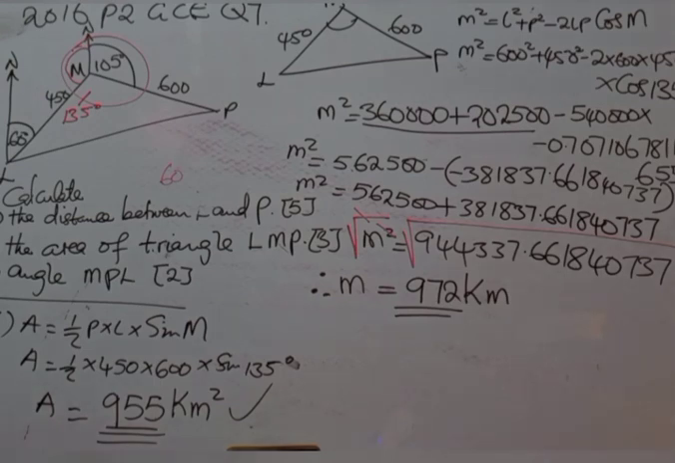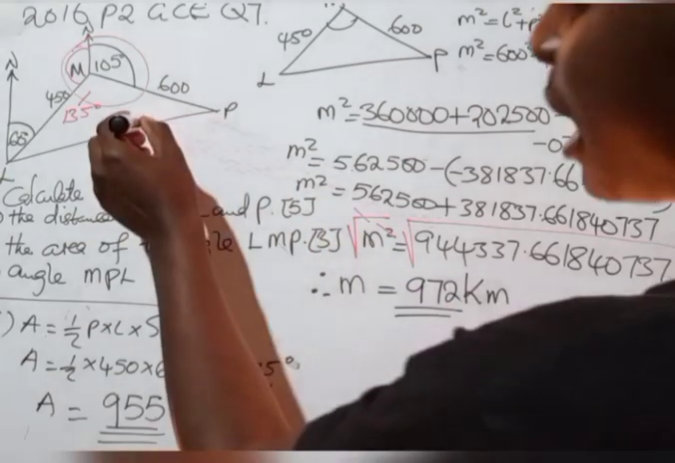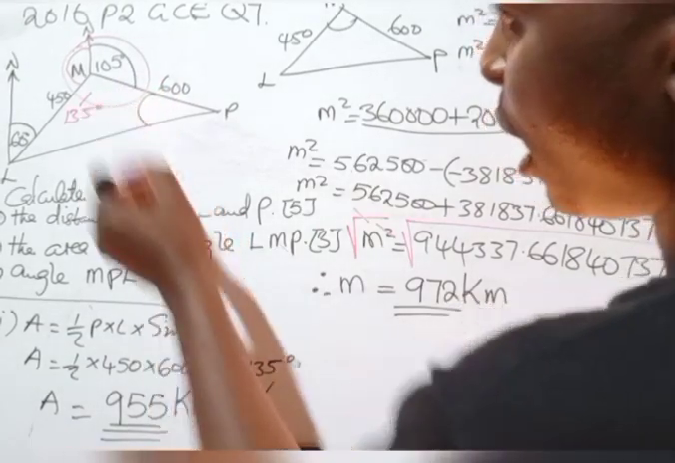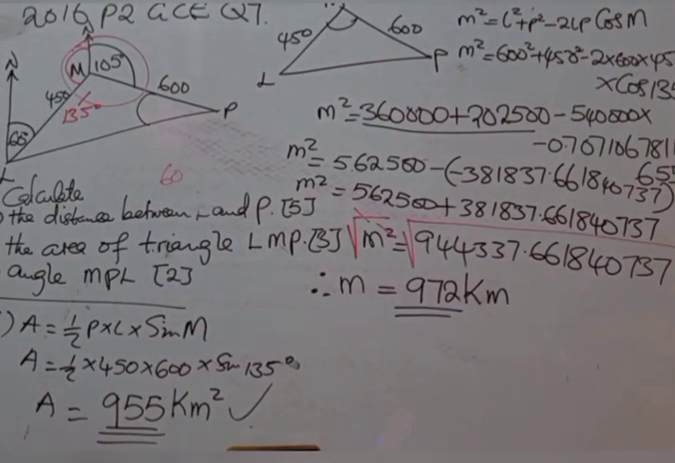What is the other question? The other question, we are told to find the angle MPL, meaning this angle here. How will that angle be found? 2 marks. Let us find that angle there. This is what we are going to do now, to find that angle.